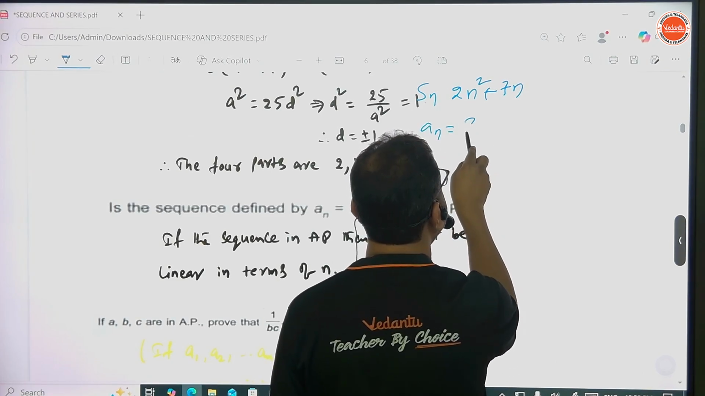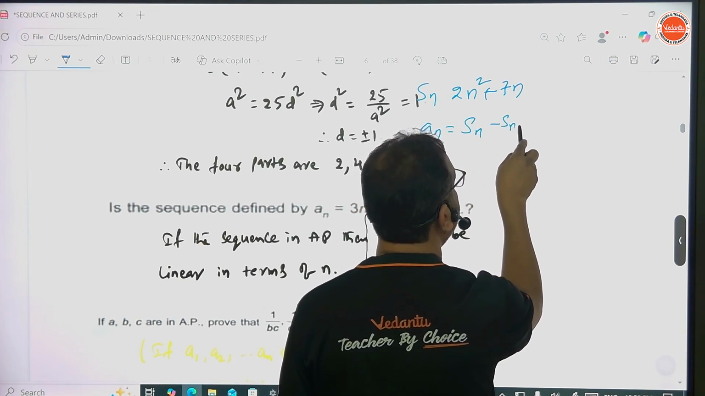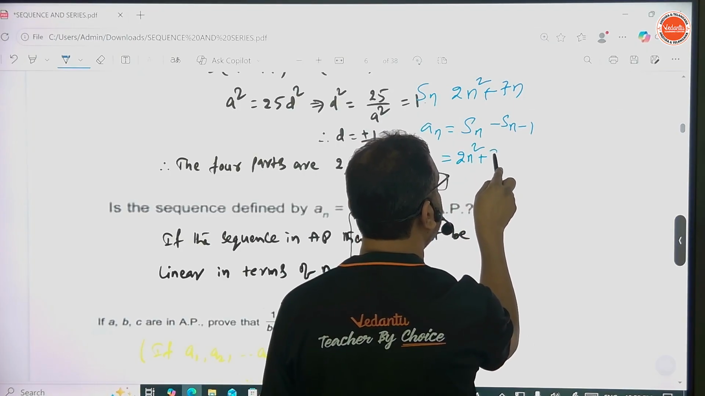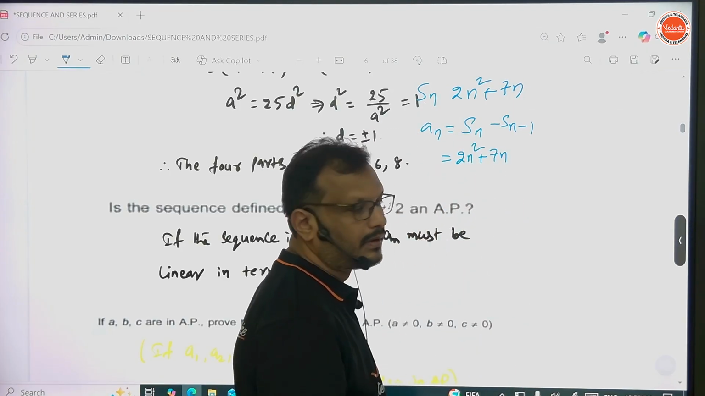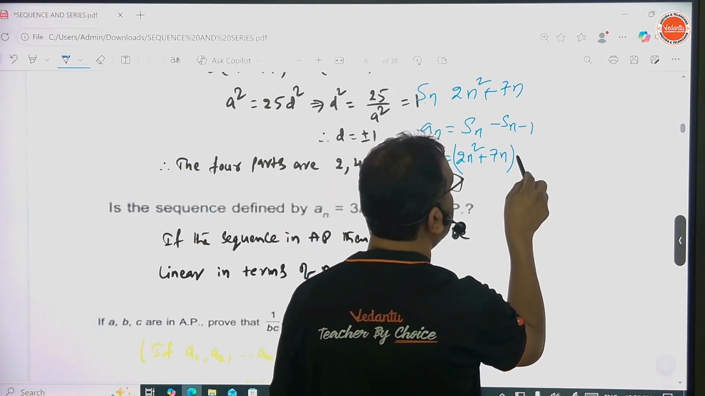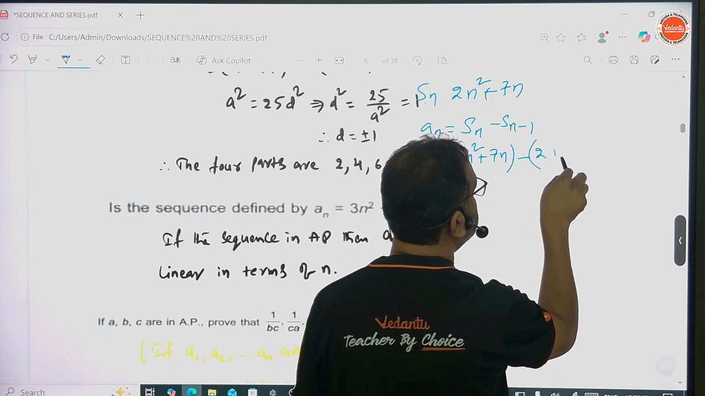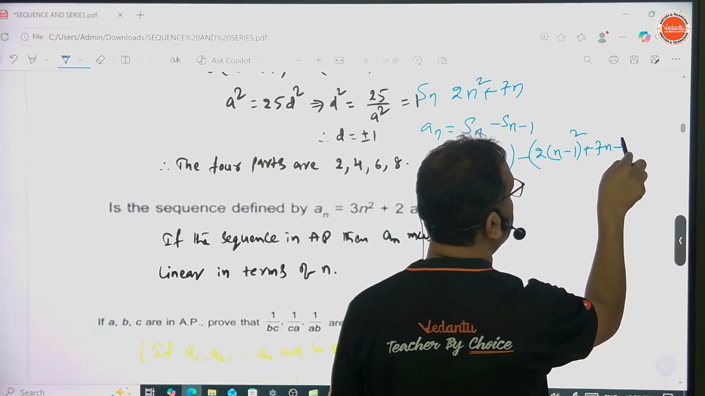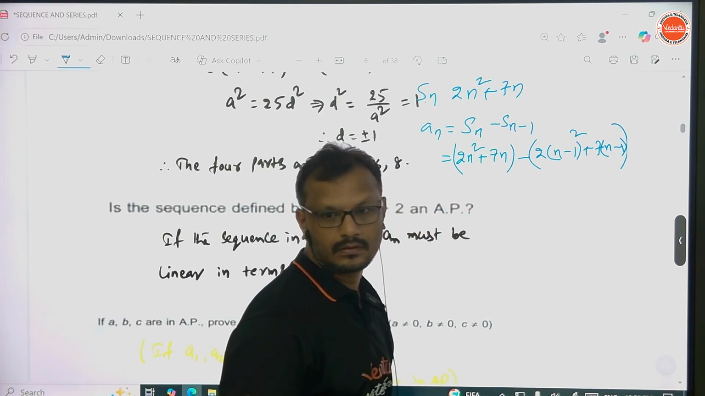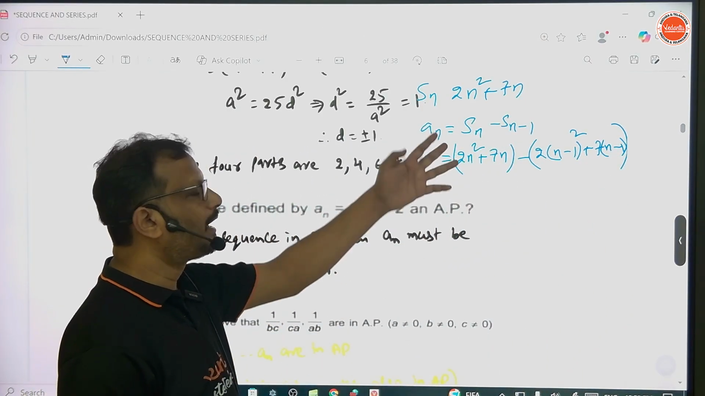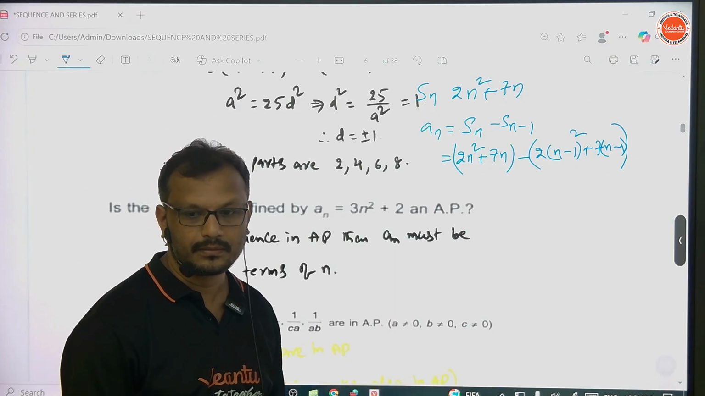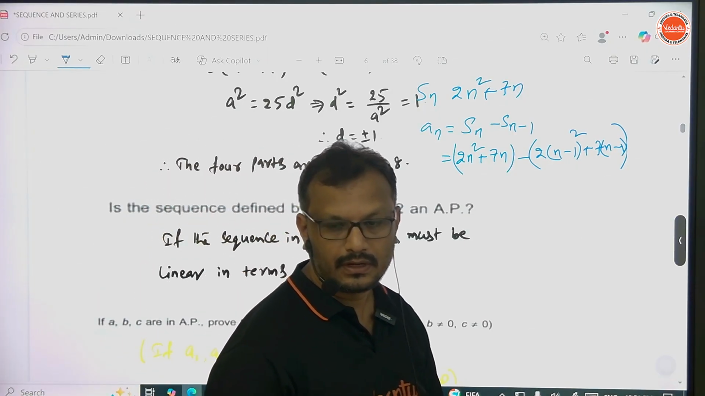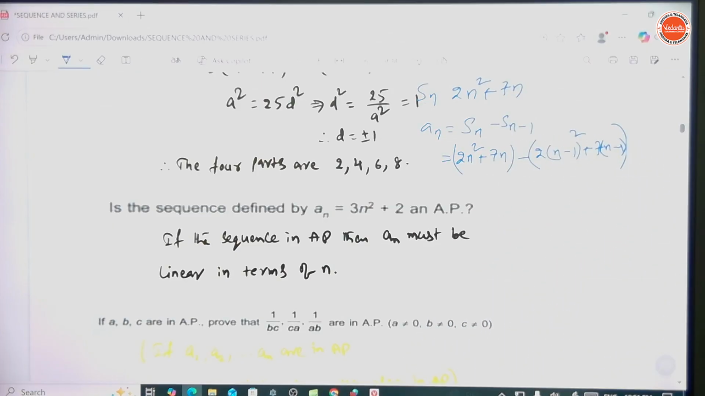An equal to what? Sn minus Sn minus 1. Sn is nothing but 2n square plus 7n. And Sn minus 1 will be 2 times of n minus 1 whole square plus 7 times of n minus 1. So if you simplify that, you will get the an value. If you know the nth term, obviously you will get the first, second, third, whatever terms there will be, so all the terms you will get.